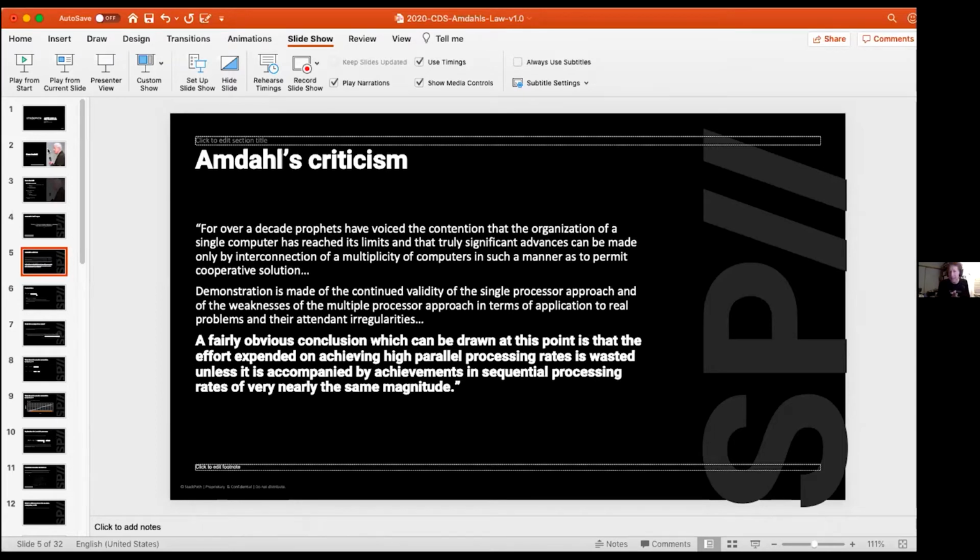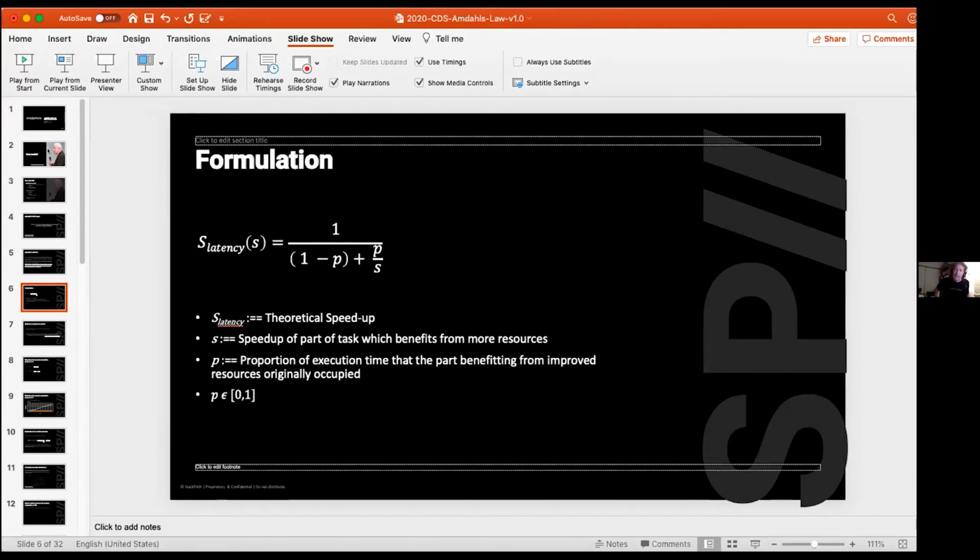Which is why he's saying things like, "A fairly obvious conclusion which can be drawn at this point is that the effort expended on achieving high parallel processing rates is wasted unless it is accompanied by achievements in sequential processing rates of very nearly the same magnitude." So why did we build the modern world the way that we built it? And more importantly, why is that a bad thing?